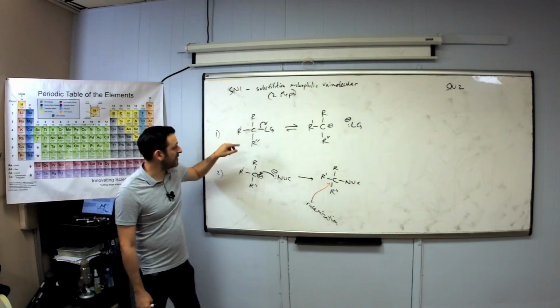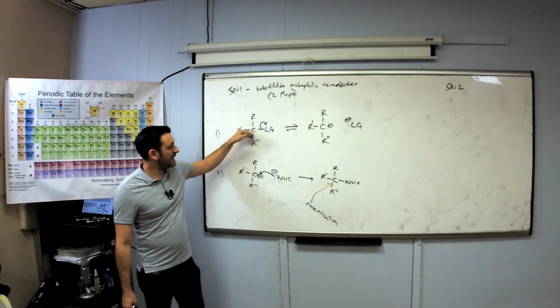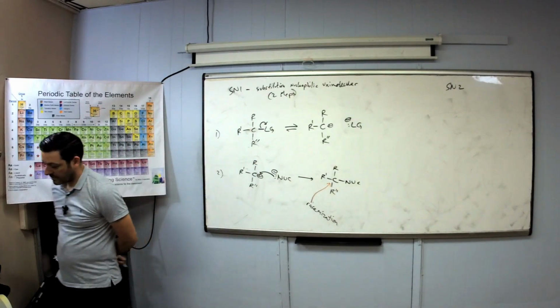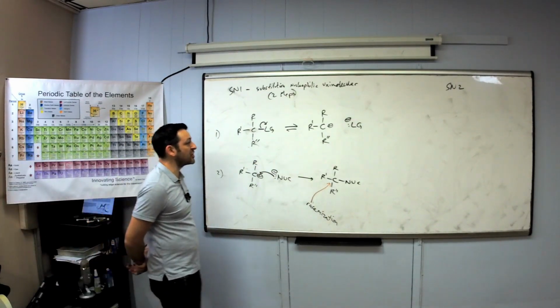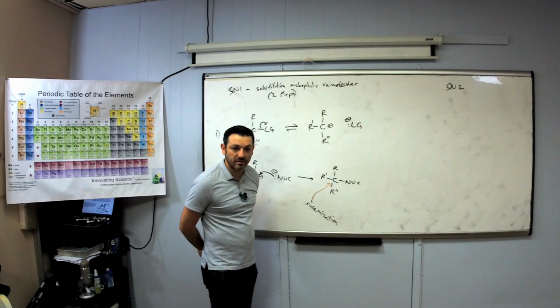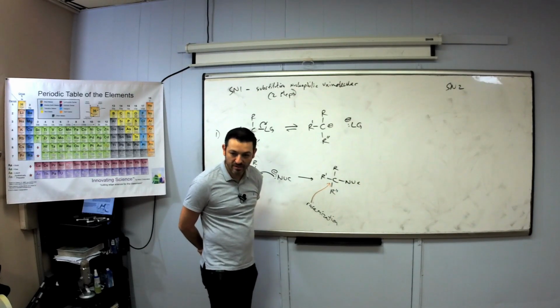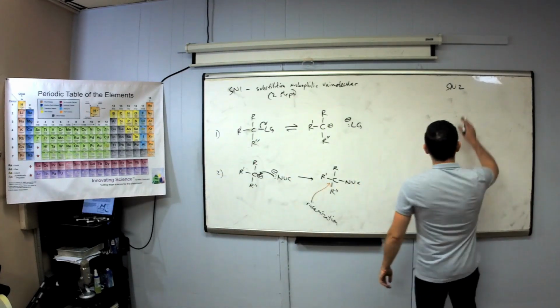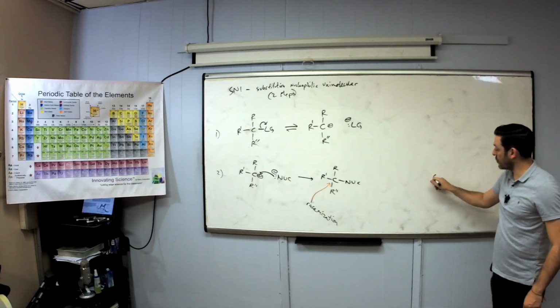When that leaving group leaves, if this was, let's say, S, and that leaving group left, what is it now, R or S? It's nothing because it doesn't have 4 groups. It's sp2. It doesn't have R or S. Good. Now what does it look like? This isn't SN2 yet. It's trigonal planar.